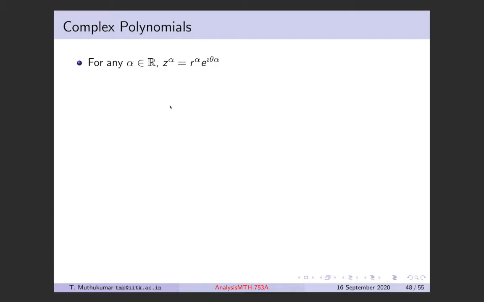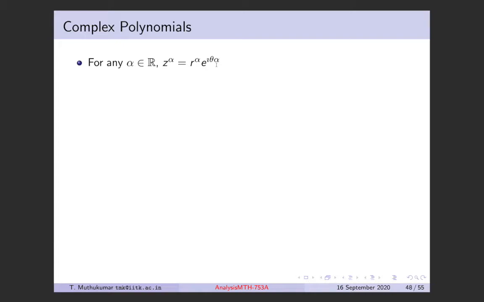Now, of course, you can also have alpha to be complex, but in that case, you can separate the real and imaginary part and write it as z^alpha times z^(i beta) and so on. So without loss of generality, let's look at what happens when alpha is real. So z^alpha, using the polar form for z, where r is the magnitude and theta is the argument, you have r^alpha e^(i theta alpha).